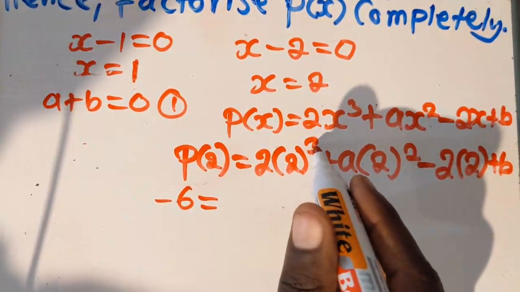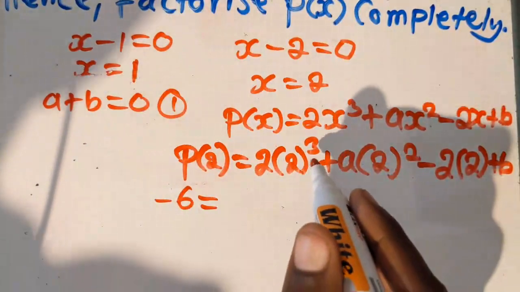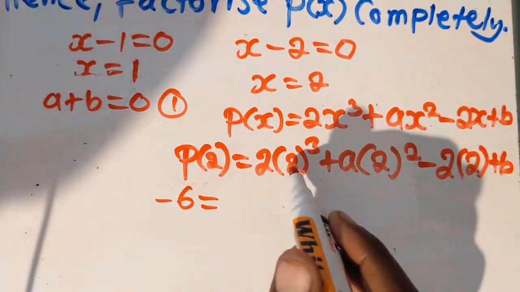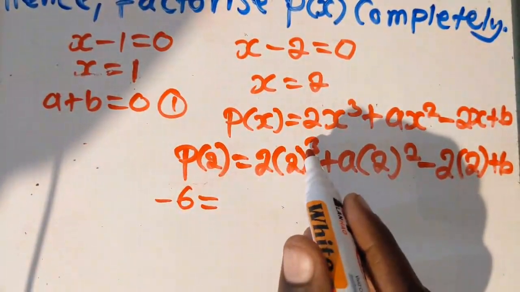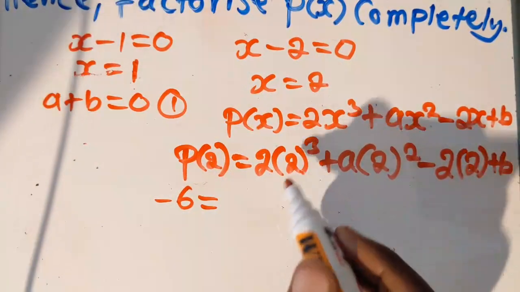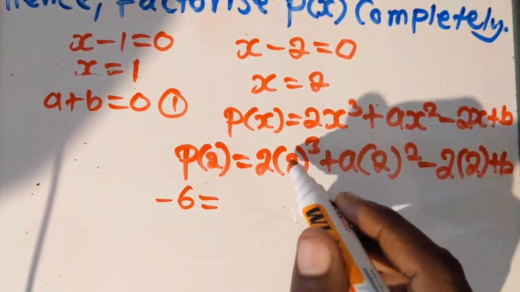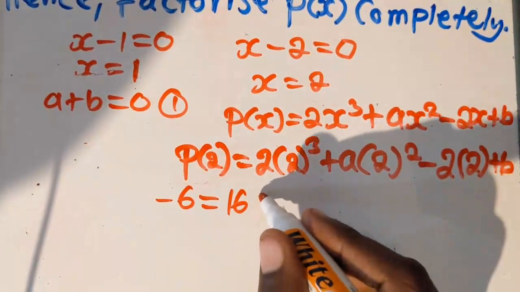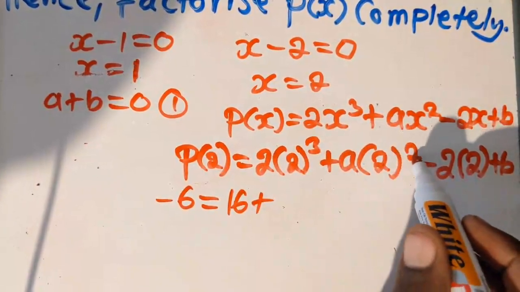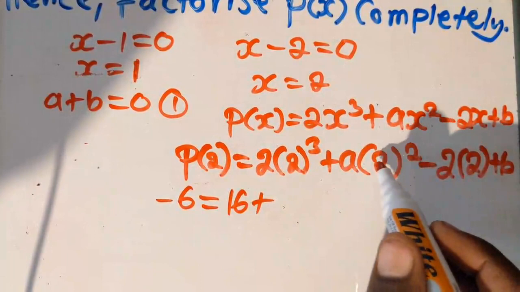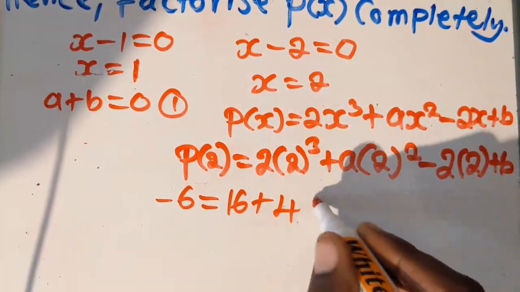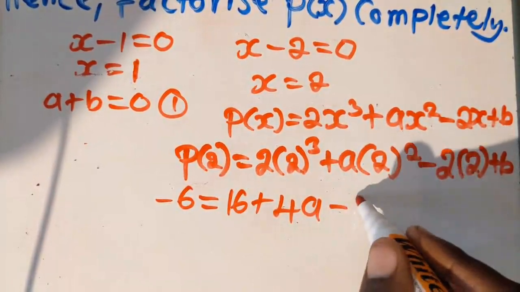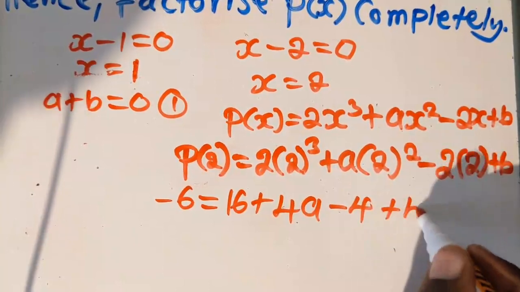Negative 6 is equal to 2 to the power 3, which is 8, not 27. Then 8 times 2, that's going to be 16. So you put the 16 here, plus 2 to the power 2, that is 4. Then 4 times a, that's going to be 4a. Then it's going to be negative, 2 times 2, that's 4. Then plus b.